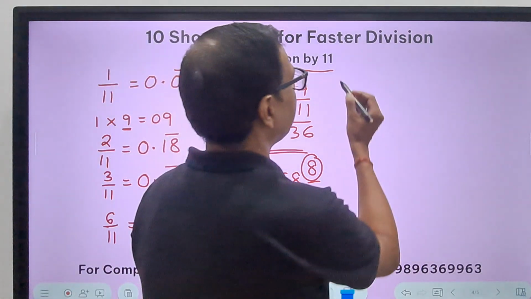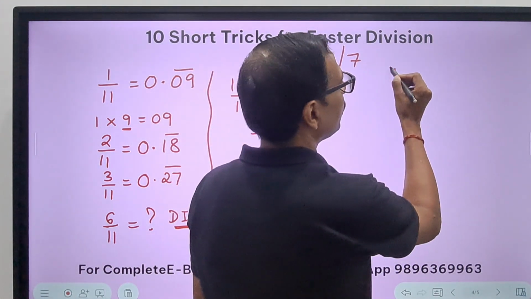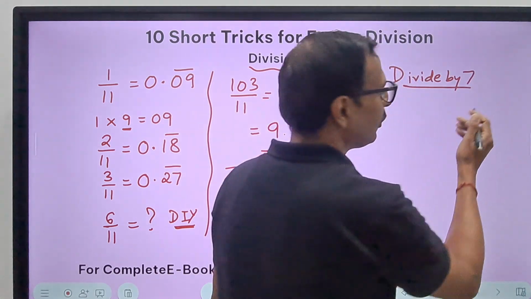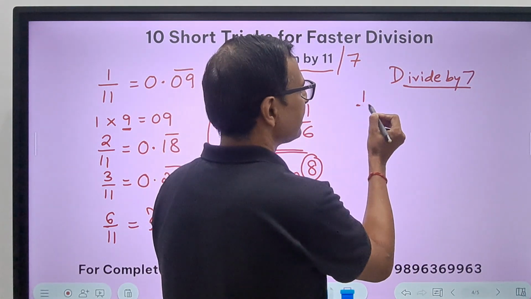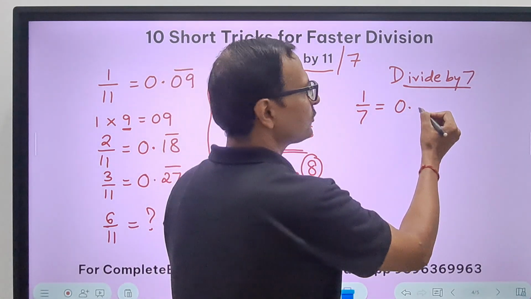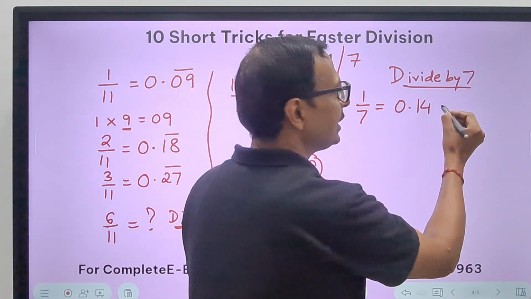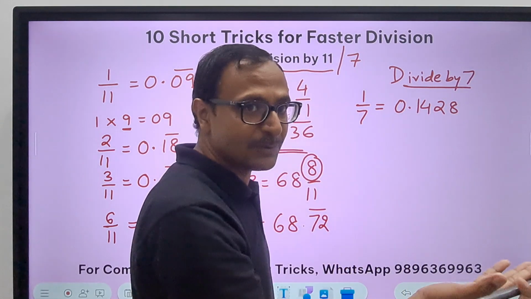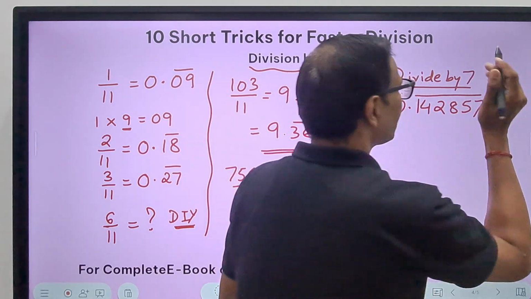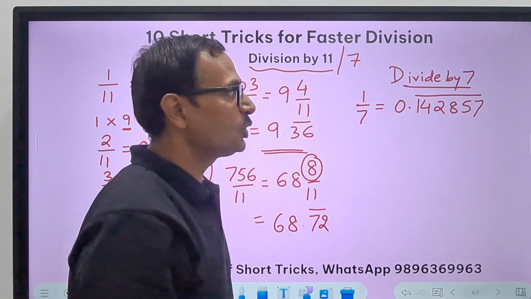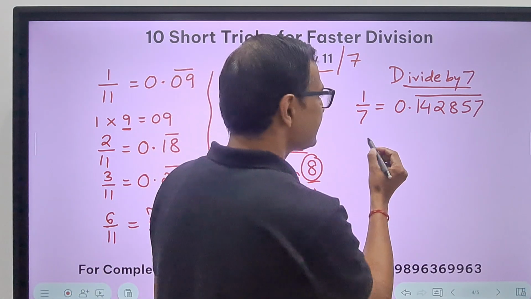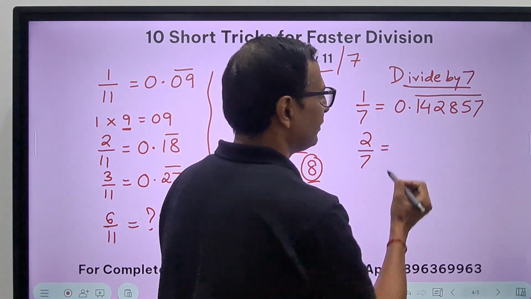Similarly, we have rules for division by 7 also. If you divide by 7, do you know what happens? 1 upon 7 is actually 0 point. Now the double of 7 is 14, double of 14 is 28, and double of 28 is 56. Add 1 to that, 57. These are the 6 digits which are going to repeat over and over again. 0.142857 bar.